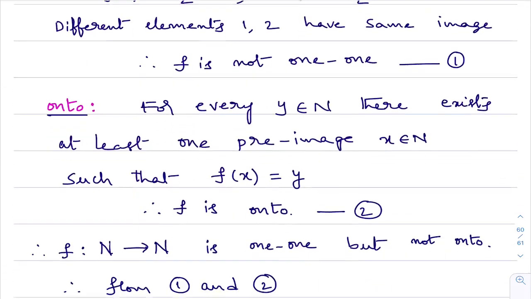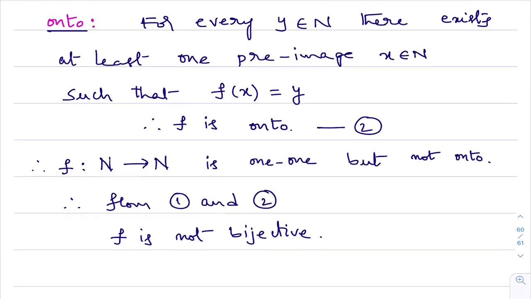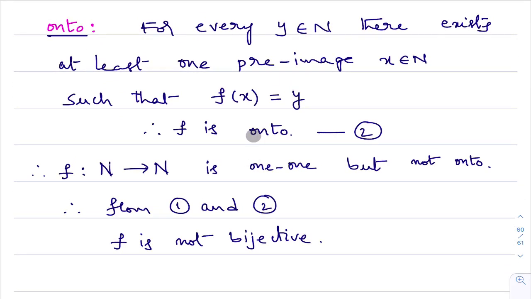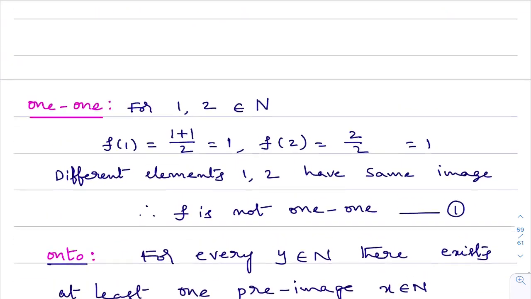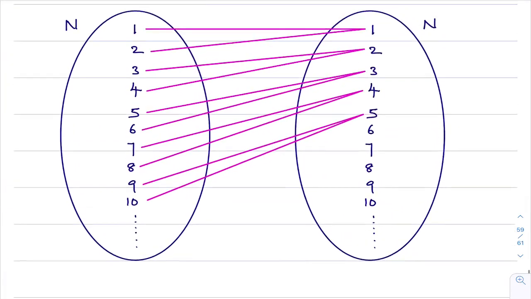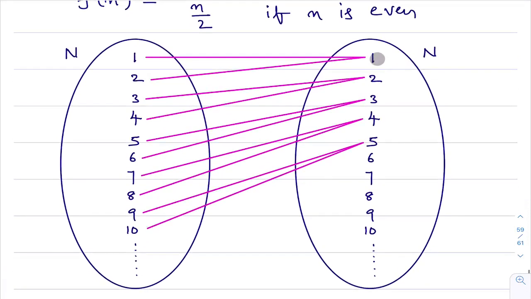Okay, now we will move on to onto function. What is an onto function? As per the definition of an onto function, for every element in the codomain set, there exists at least one pre-image in the domain set. You observe this diagram. Here you take 1. For 1, are pre-images there or not? Yes. How many pre-images are there? 2 pre-images are there. As per the definition, at least one pre-image. One pre-image is okay. More than one is also okay.